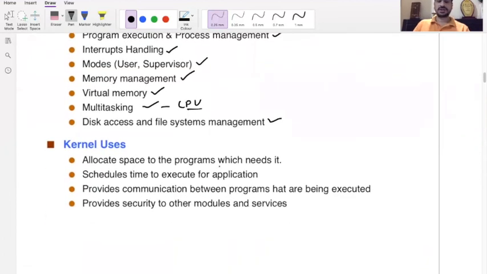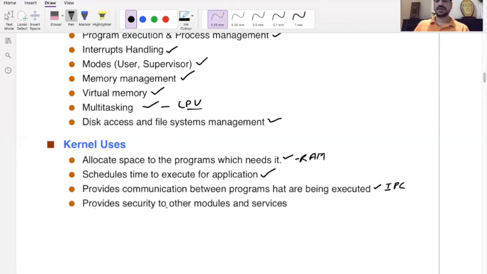What are the kernel usages? We have seen that, but we will just revise it. It will allocate space to the programs which need it, in the RAM, the main memory. It gives the space to the program. It schedules time to execute the applications, it will manage the CPU, how the CPU will be scheduled among these applications. It provides communication between programs. That concept is called inter-process communication, IPC, that is how two programs can communicate with each other.